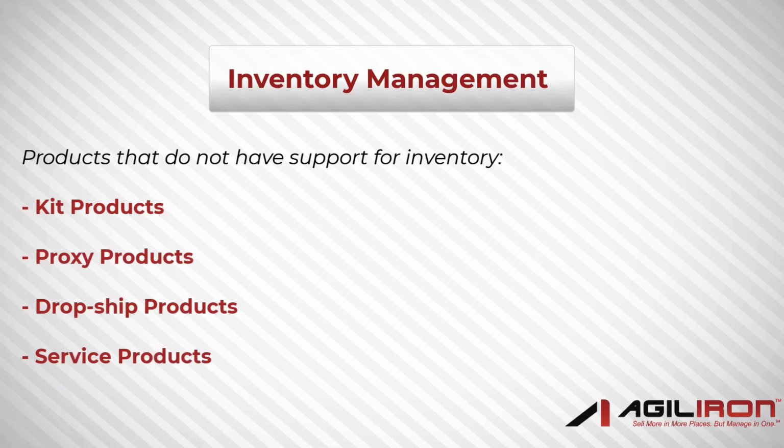There are few products that do not have support for inventory. Since kit products are meant to be used for marketing purposes, they do not have support for inventory. Even proxy products do not have support for inventory, as the inventory is managed by the related product with which the proxy product is associated. Dropship products are meant to be used for selling products that will be dropshipped to the customer by a third-party vendor. Hence, they do not have support for inventory. Service products do not have support for inventory as well. They are meant to be used for service offerings provided by the business to customers.